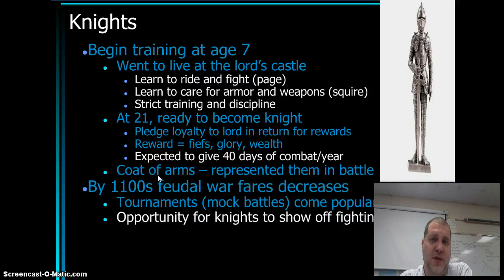A coat of arms is that thing that you may have seen at some point in your past history, and this is what you might have hanging up on your wall, but this represents them in battle. This is the way that people will know who they are.